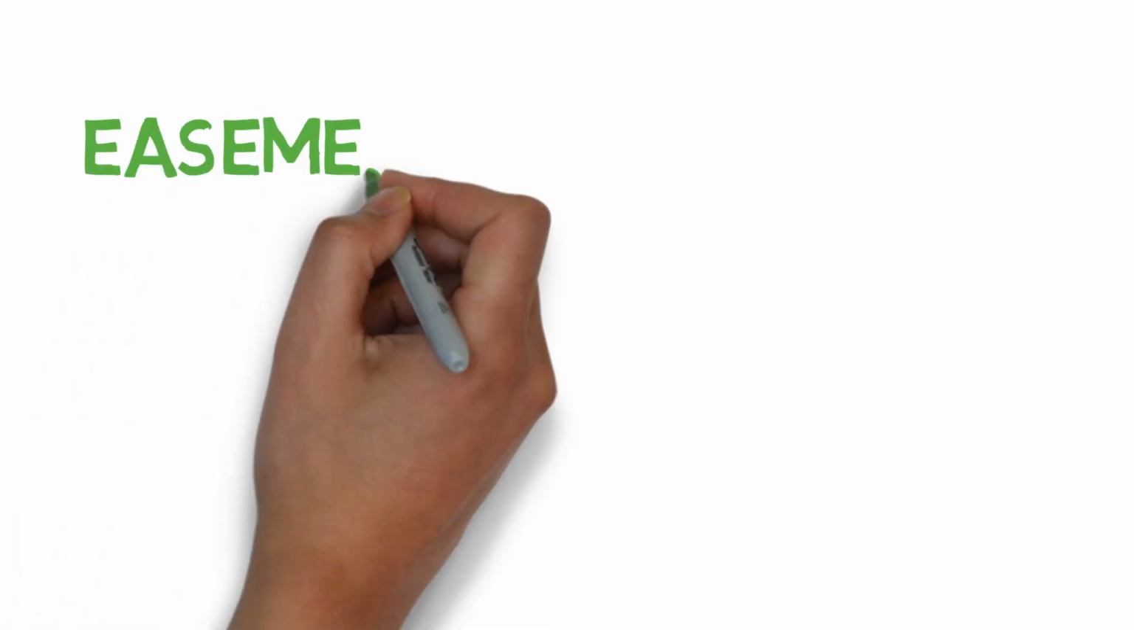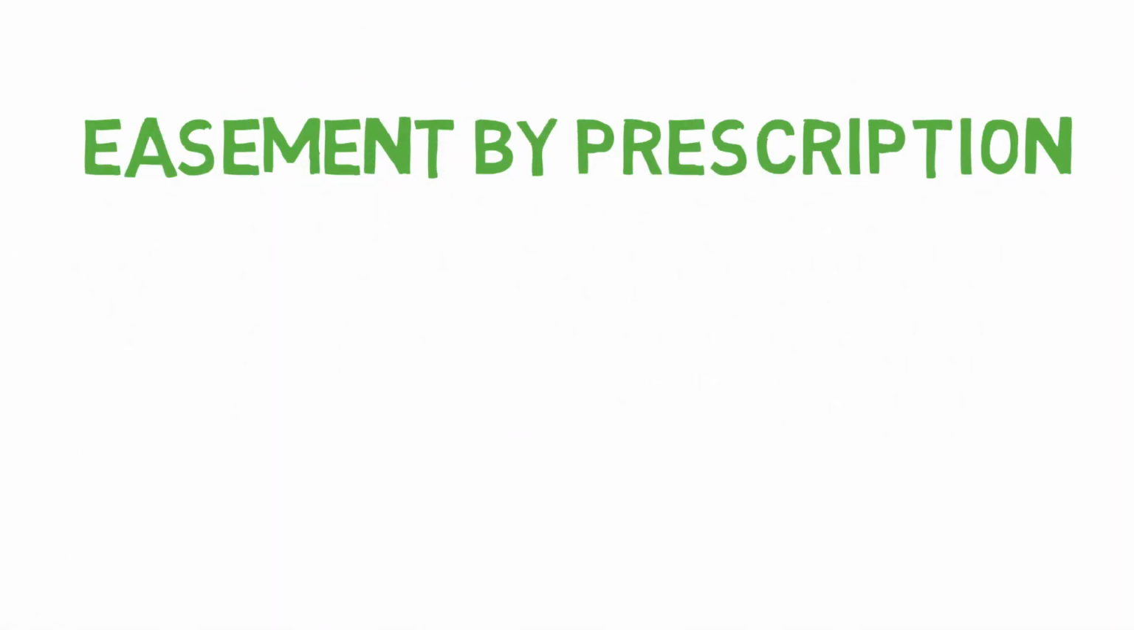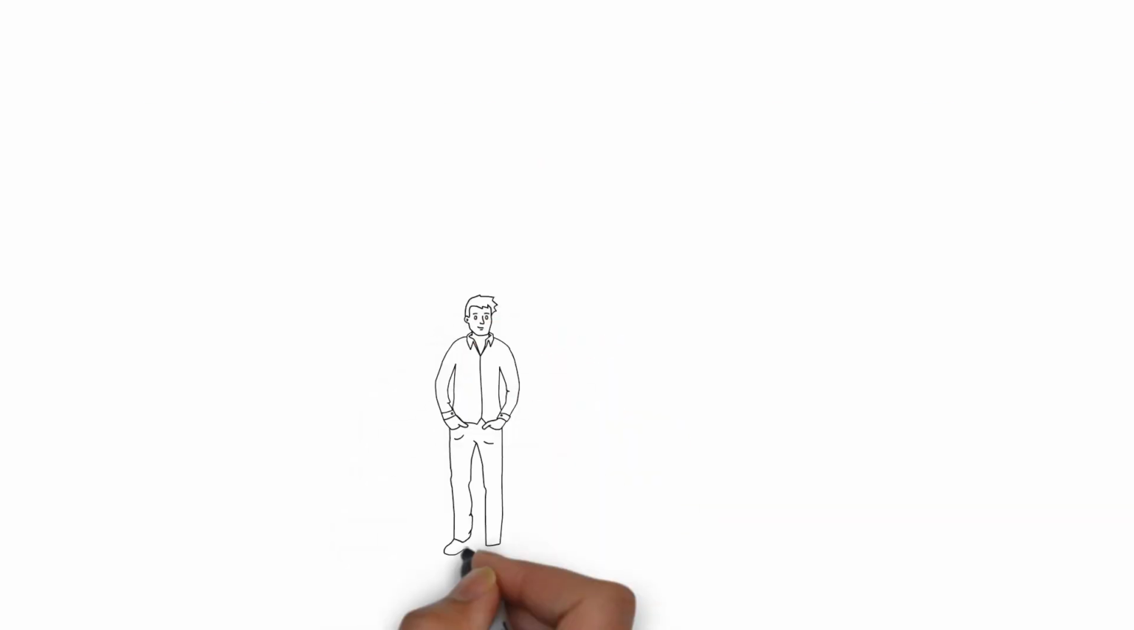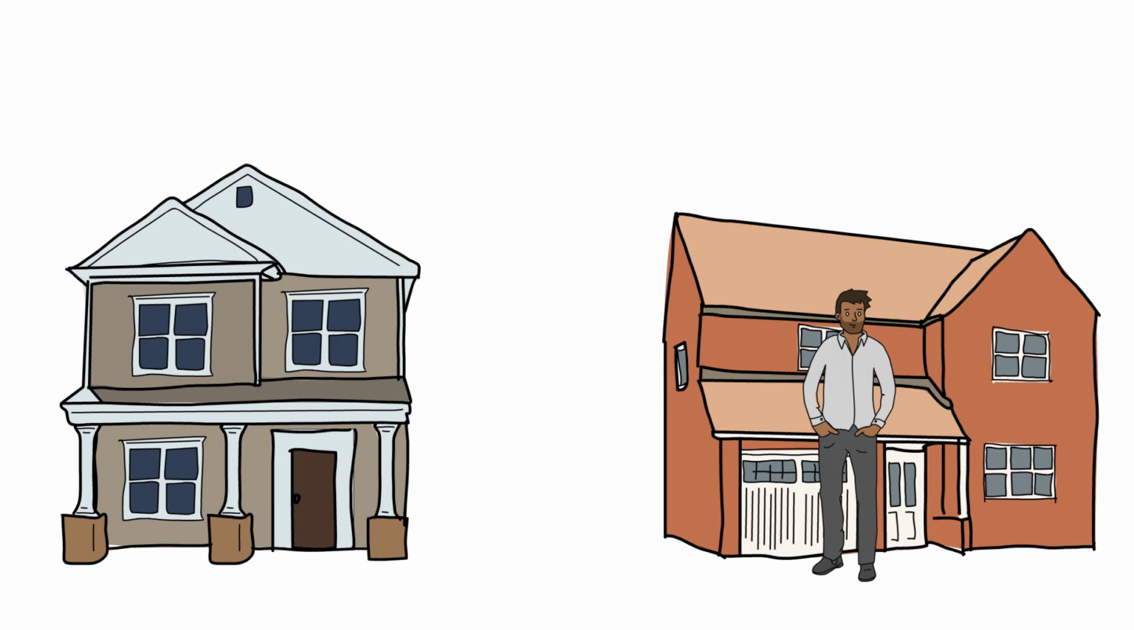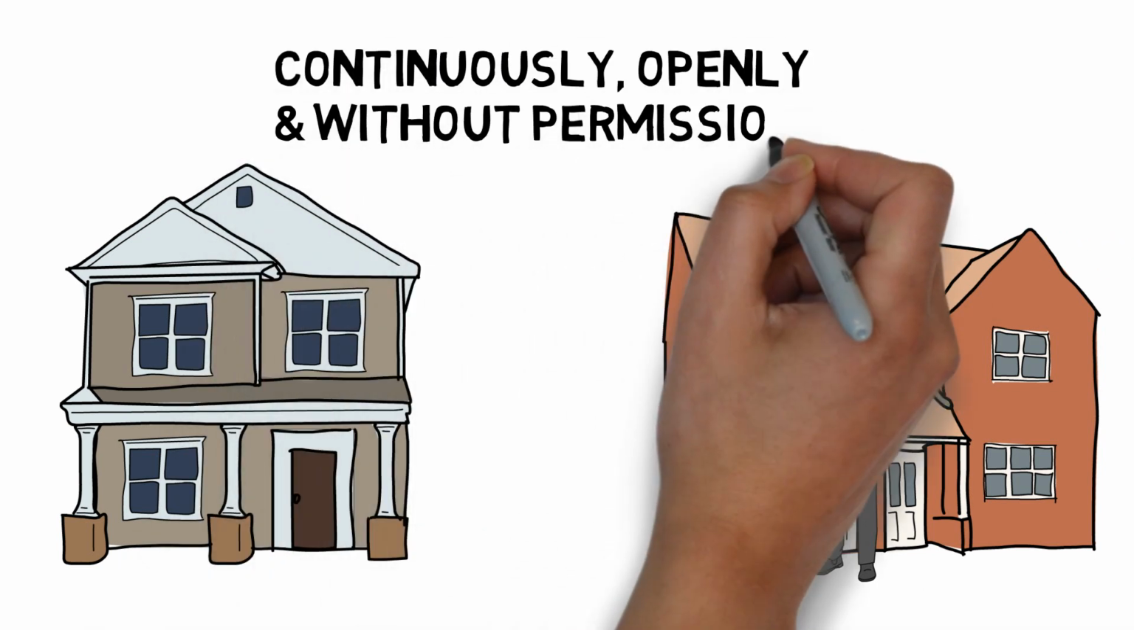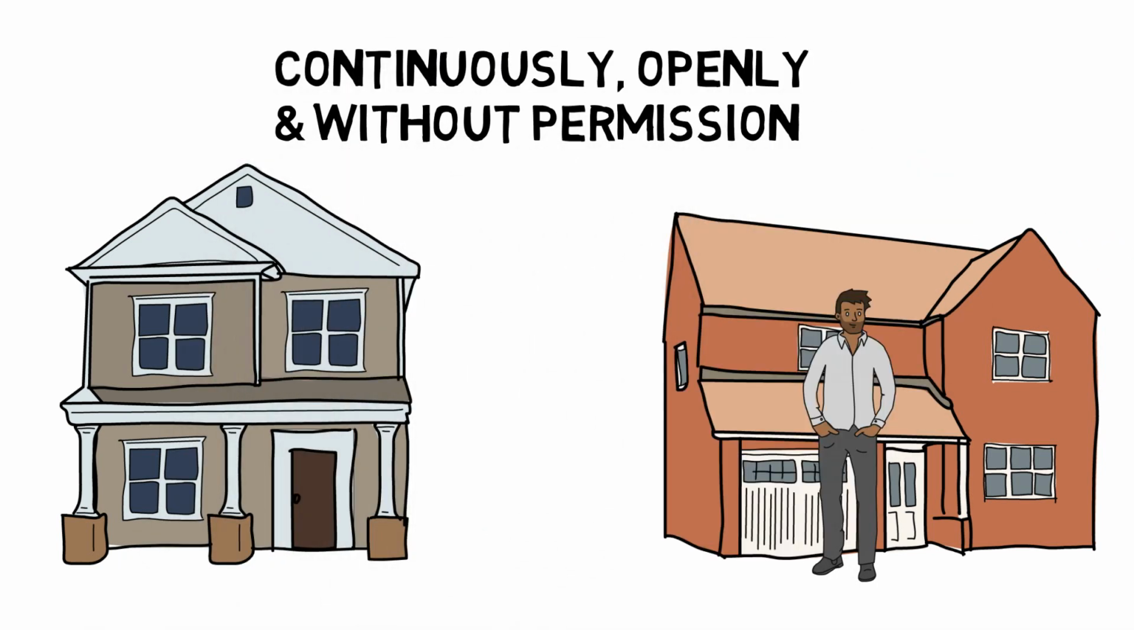A different type is called an easement by prescription, which deals with long-term use. If you, for example, cross over somebody else's property for 10 or 15 years, continuously, openly, and without permission, then you may be able to obtain an easement in that property.